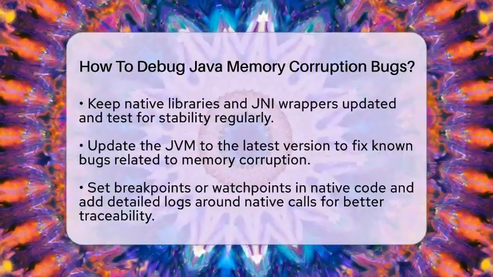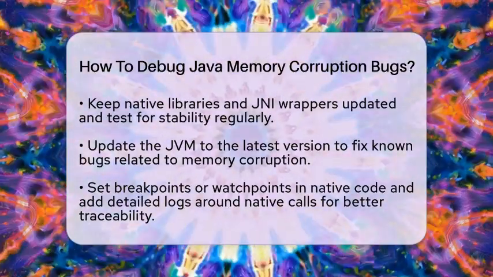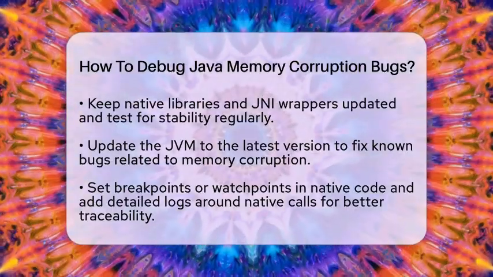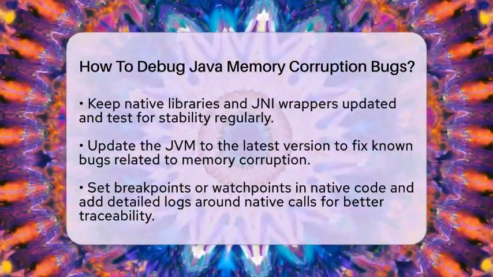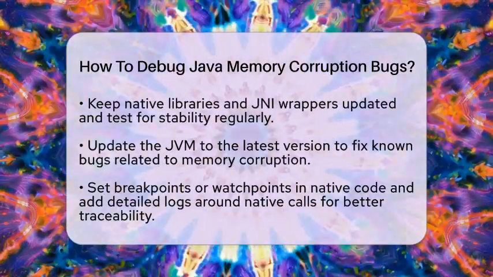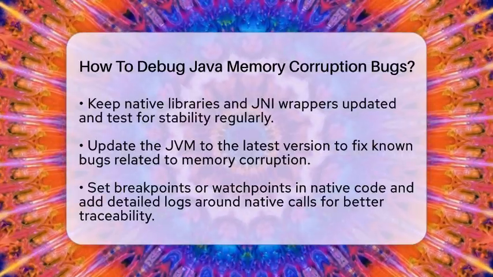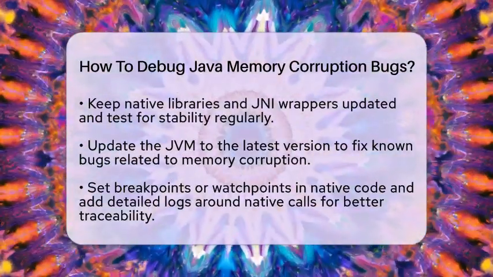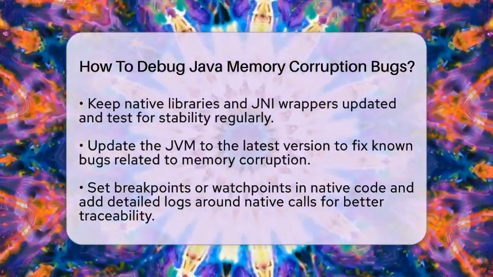Remember that garbage collection does not cause memory corruption, but tuning it can help identify heap fragmentation or leaks that make problems worse. Use JVM monitoring tools to observe memory pools and garbage collector activity. Also, check that all native libraries and JNI wrappers are up to date and stable. Sometimes updating the JVM to the latest version can fix bugs that cause memory corruption.